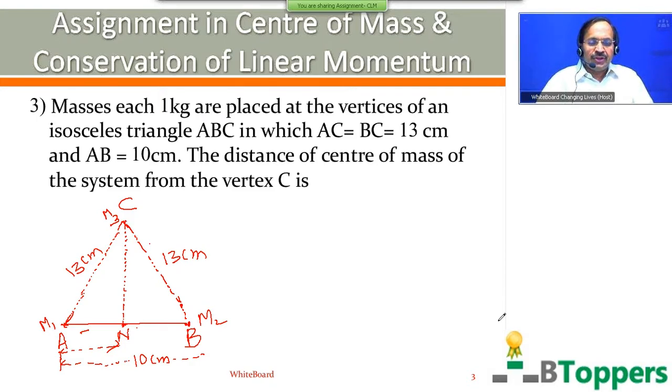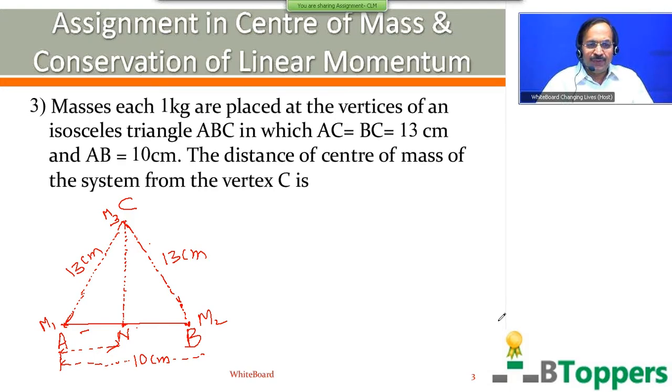So in the question number 3, ABC is an isosceles triangle. Length AC is given to be 13 centimeter, length BC is given to be 13 centimeter. The three masses are equal, each equal 1 kg. They are placed at the vertices of the isosceles triangle. Length of side AB 10 centimeter. Length of side AC 13 centimeter, BC 13 centimeter.